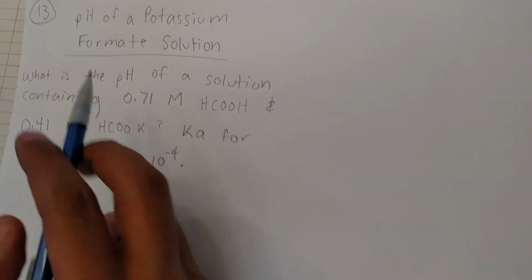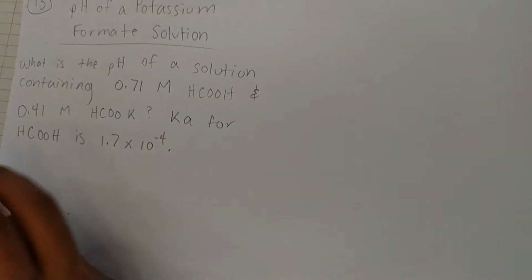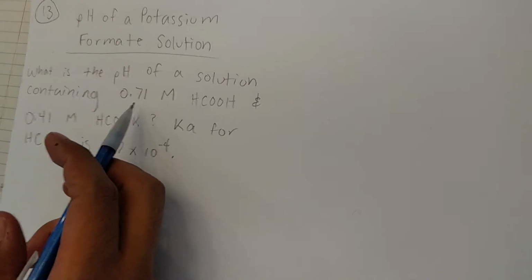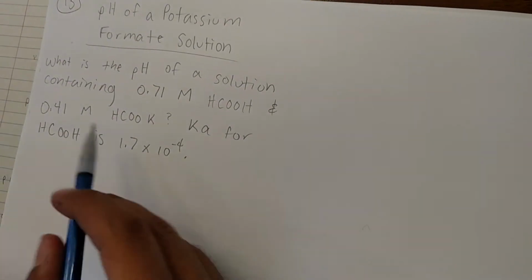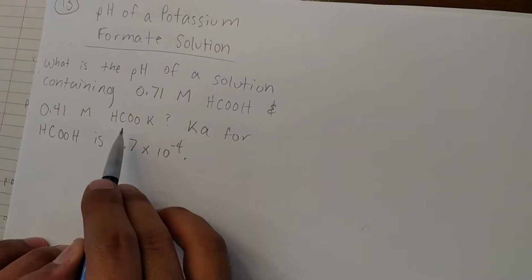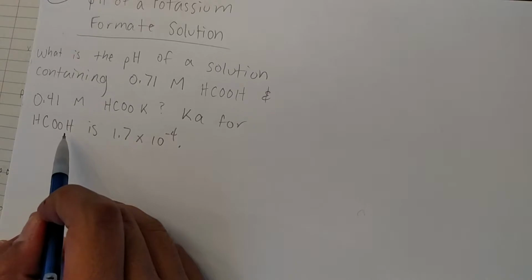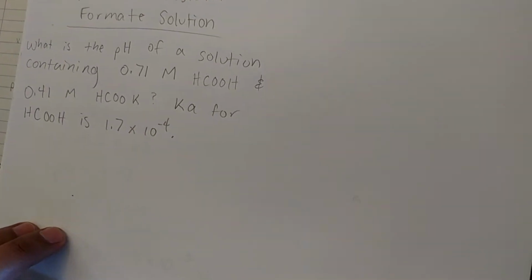We are going to find the pH of a potassium formate solution. The question says, what is the pH of a solution containing 0.71 molar HCOOH and 0.41 molar HCOOK? The Ka for HCOOH is 1.7 times 10 to the negative 4.